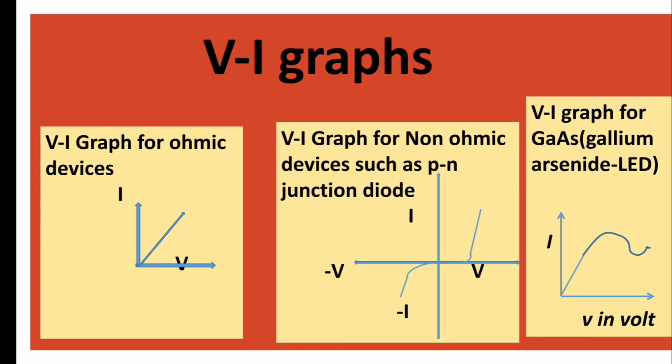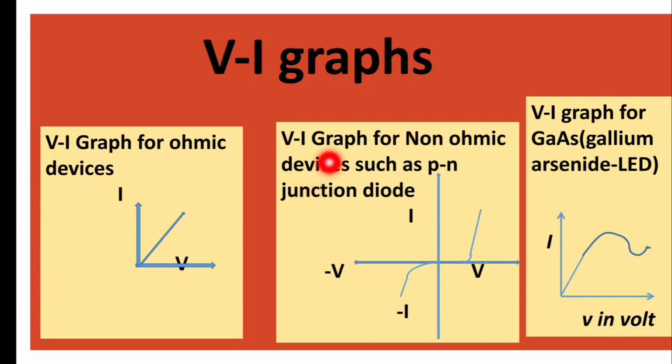Here, potential difference versus current graphs are like this. The VI graph for ohmic devices is like this: V along the x-axis and I along the y-axis, then a straight line for the ohmic devices.